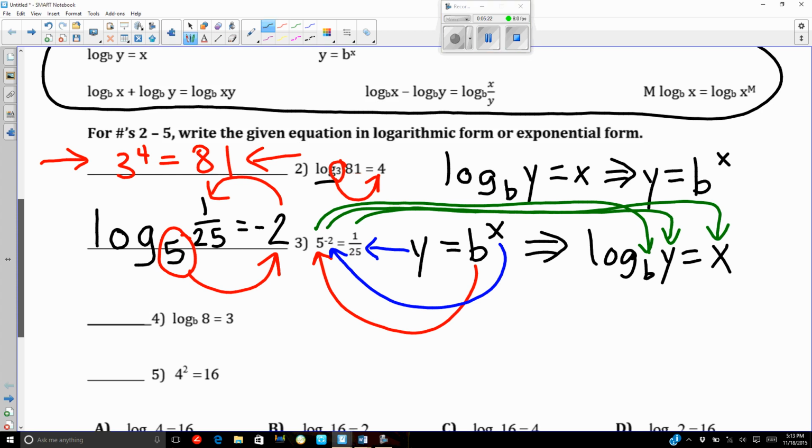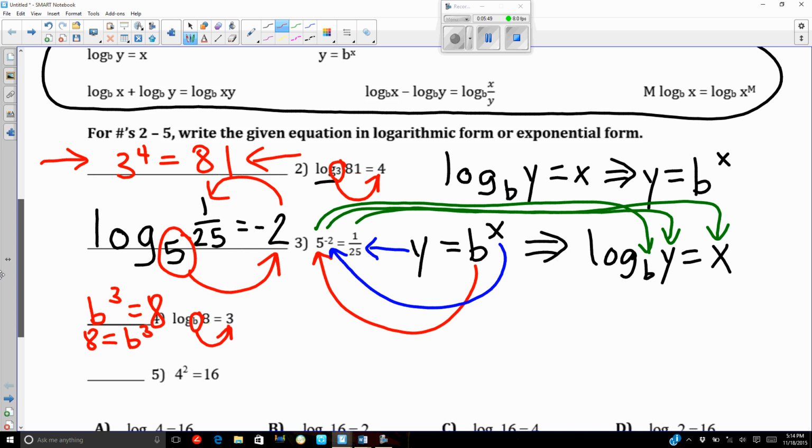Same thing on 4. I'm going to start going through these quickly. I encourage you to try these on your own before I go through them. But number 4, it's in log form because there's a log in the problem. So exponential form would be b raised to the third power equals 8. Or you could say 8 equals b to the third power. Either one of those would be acceptable.